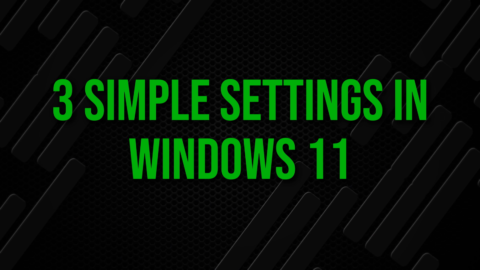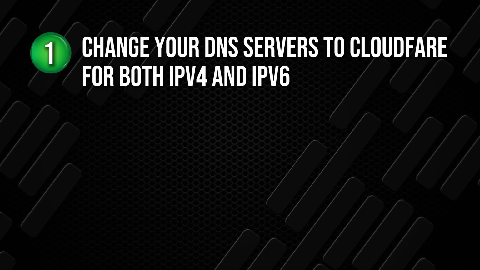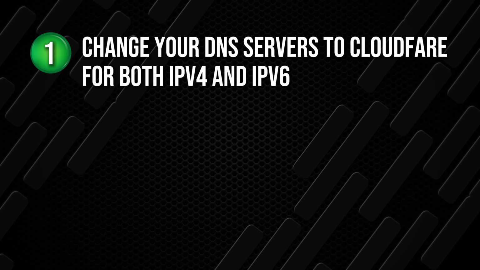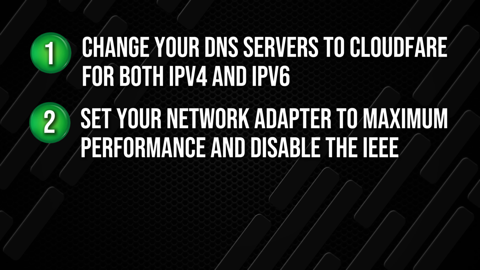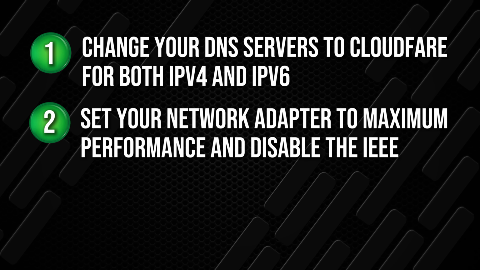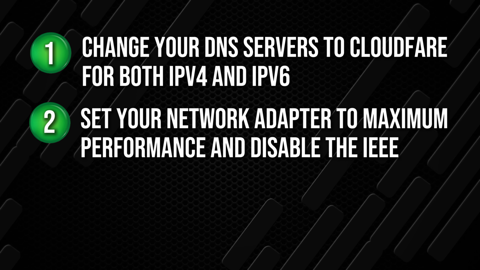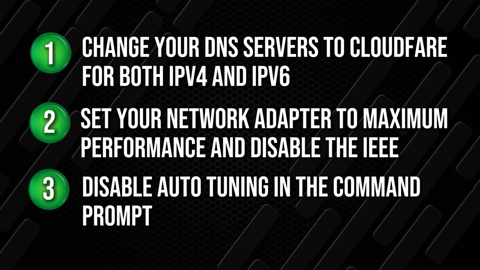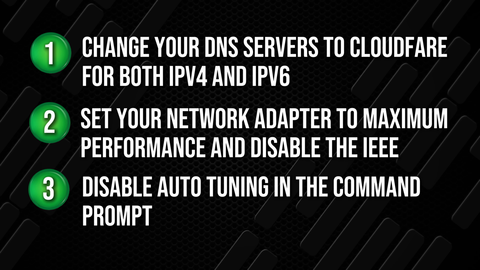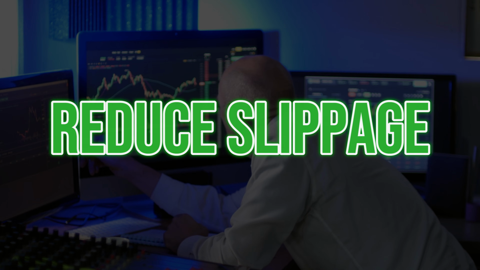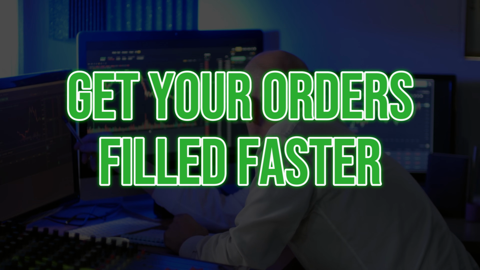So, to recap, 3 simple settings in Windows 11. 1. Change your DNS servers to Cloudflare for both IPv4 and IPv6. 2. Set your network adapter to maximum performance and disable the IEEE 802.3az energy efficient Ethernet standard. 3. Disable auto-tuning in the command prompt. Making these changes will give you a real measurable execution edge. It will reduce slippage. It will get your orders filled faster.